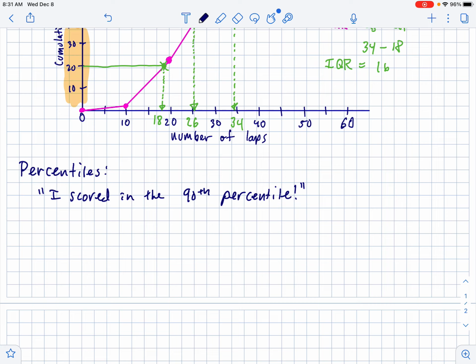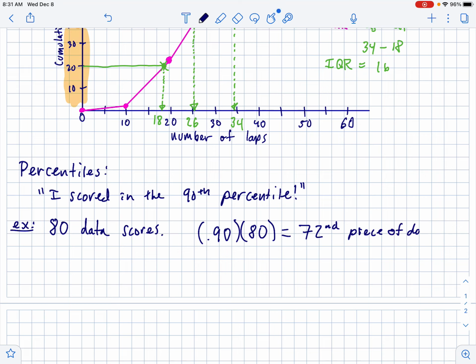So if you want to figure out a percentile, like let's say you have 80 data scores, like with our runner data up there, and you want to find the 90th percentile, you'll multiply 0.9 times 80. So this equals 72. So this is the 72nd piece of data.